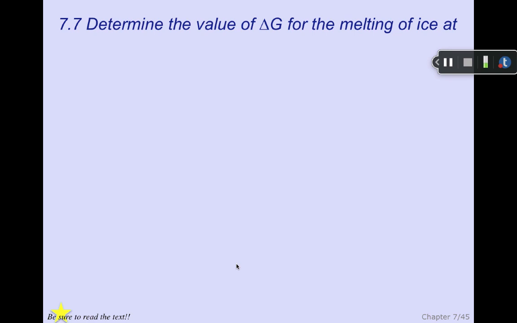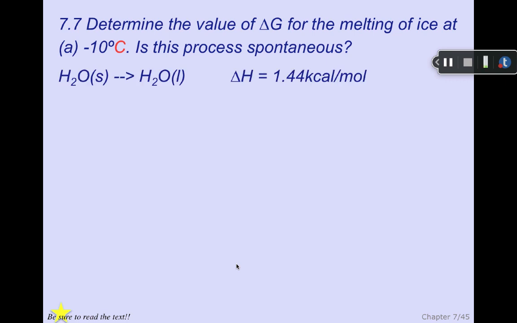All right, so let's do another one. This is a different kind of thing where we're going to do some calculations, and I'll talk you through a calculation with delta G. So, melting ice at a temperature that is below the freezing point and determining whether or not the process is spontaneous. So minus 10 Celsius is certainly below the freezing point of water.